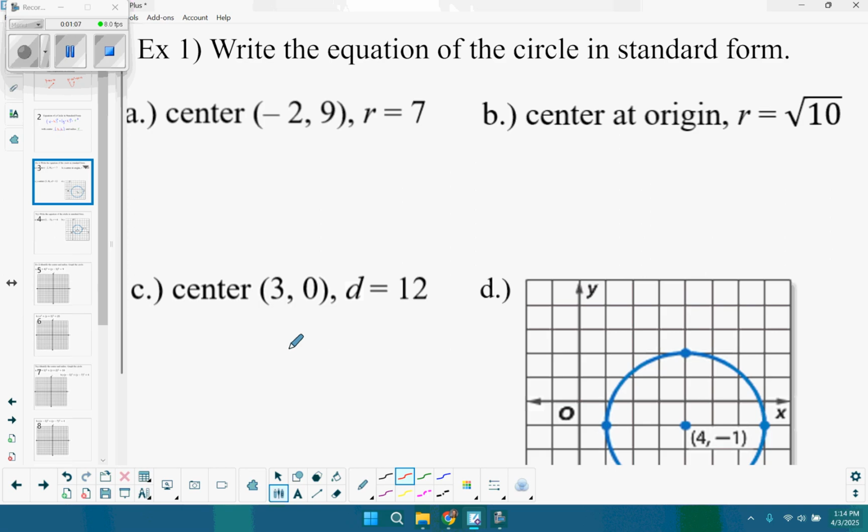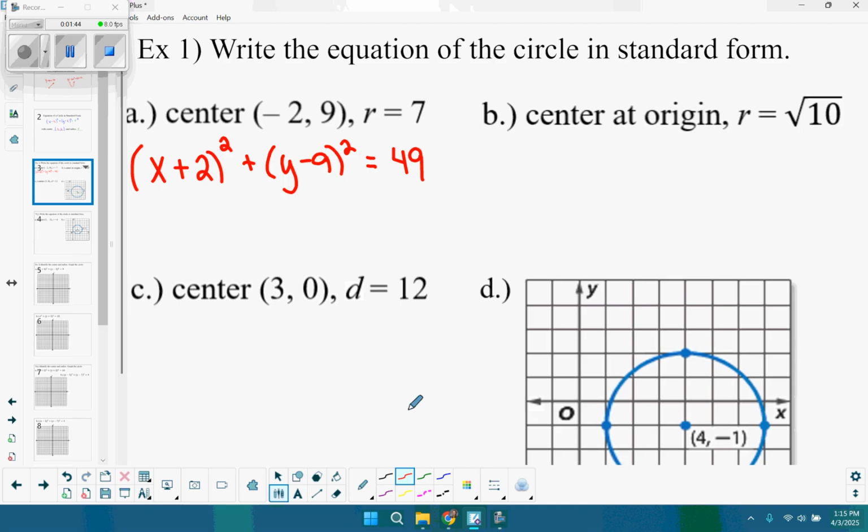So for example 1, we want to write the equation of the circle in standard form. If my center is (-2, 9), it's opposite signs. So instead of x minus 2, it's x plus 2 in the parentheses squared. Plus, now it's going to be y minus 9 squared equals 7 squared, which I'm not going to leave as 7 squared. I'm going to turn that into 49. And that's it. There's no more work to be done. We cannot simplify it any further. This is the equation of that circle in standard form.